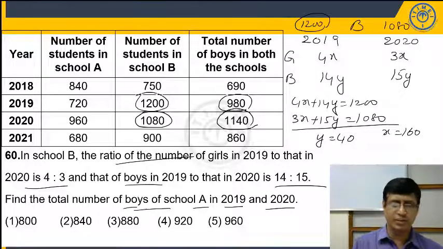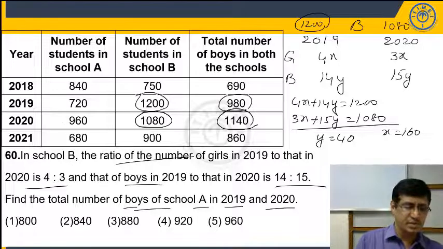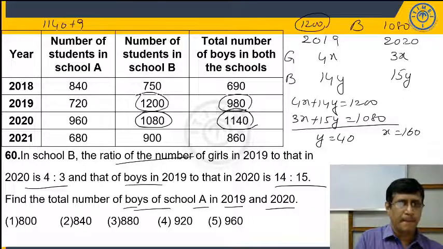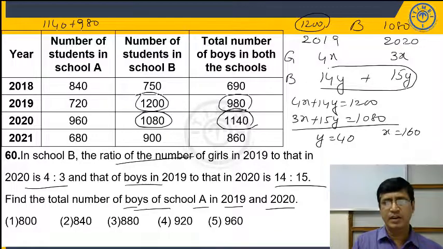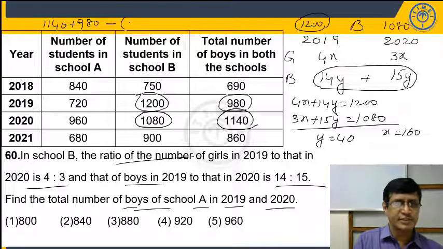Now he is asking us to find the boys. So boys means 1140 plus 980. That is the total number of boys in 2019 and 2020. And what about the boys in school B? 15y plus 14y. How much is it? 29y. So minus 29y. Y is equal to how much? 40.